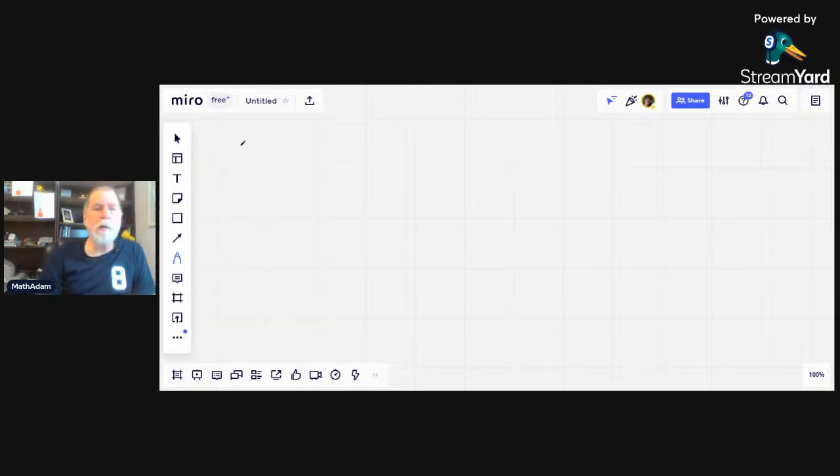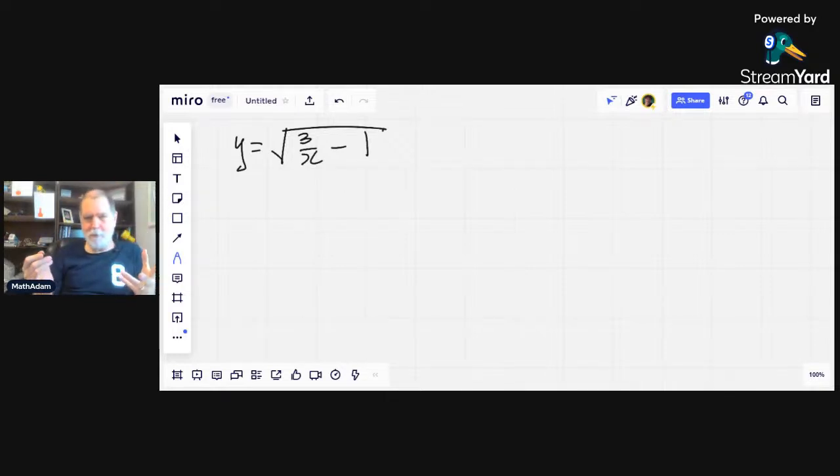Here's our function. y equals the square root of 3 over x minus 1. Not overwhelmingly difficult to differentiate once you've got a little bit of practice, but we're going to apply what might be a new technique to this. Remember, what we're looking for is dy by dx.